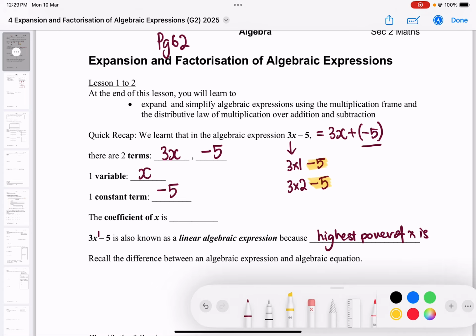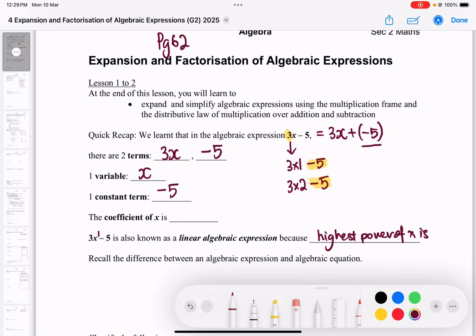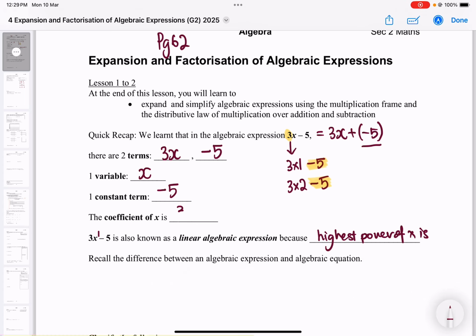Next, the coefficient of x. The coefficient of x is the number that is multiplied to the variable. So in this case, the number multiplied to x is 3.